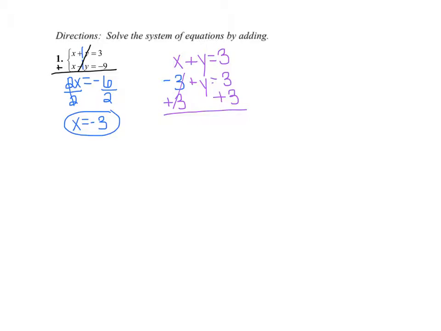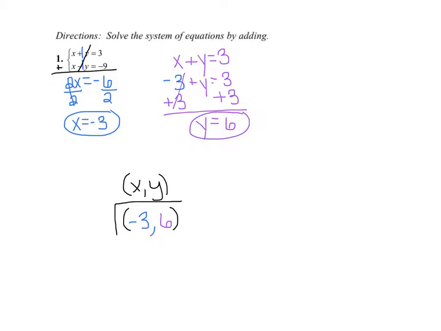3's cancel. And then y equals 3 plus 3 gives us 6. So y equals 6. Now we have to put our final answer into an x, y coordinate. We just solved for x. X we said equals -3, and your y is equal to 6. Therefore, your final answer is -3, 6.